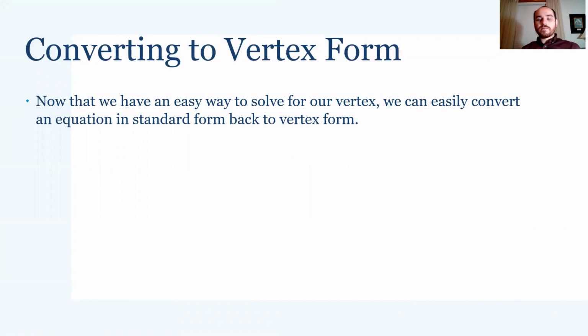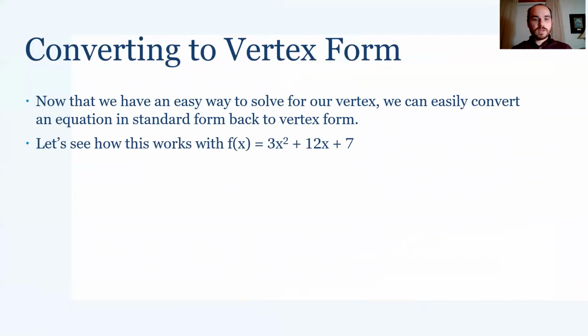Now that we have an easy way to solve for our vertex, we can actually convert all the way from standard back into vertex form. So we're going to use the same problem again, and we just calculated that vertex to be (-2, -5). So we'll use this point. This is our h value, this is our k value right here.